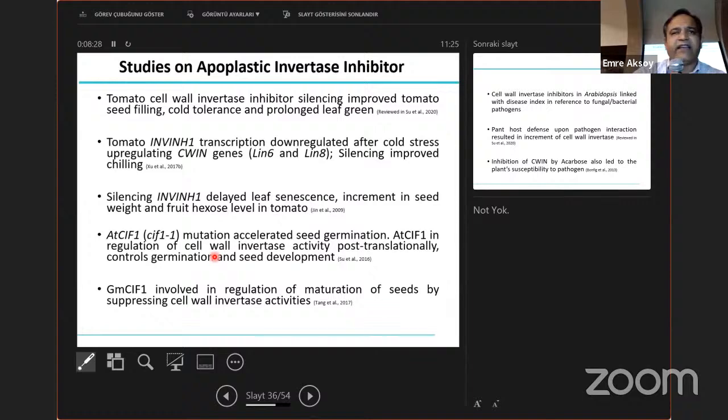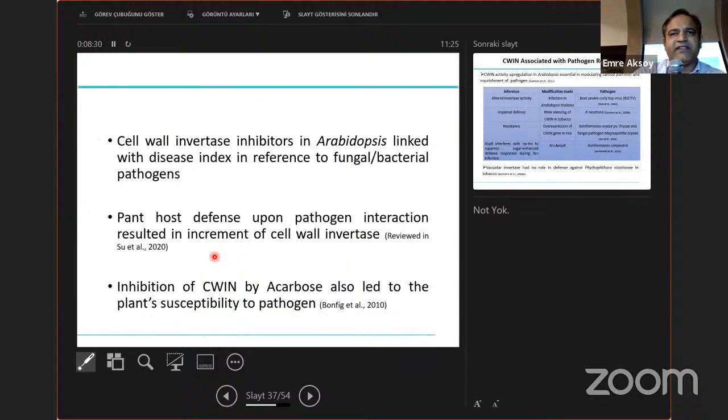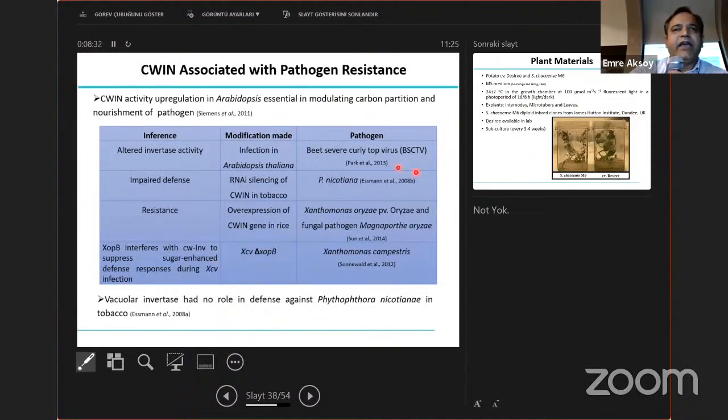Again, some results, I think I put a table just to understand more. For example, here you can see some altered invertase activity. They reported it in beet severe curly top virus, and an impaired defense mechanism was found when they silenced this cell wall invertase in tobacco, and again Xanthomonas oryzae against Xanthomonas campestris.